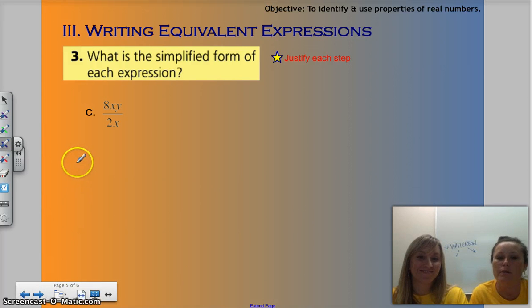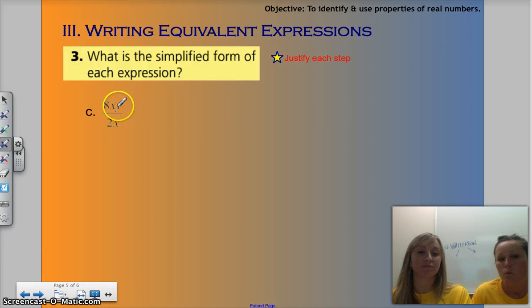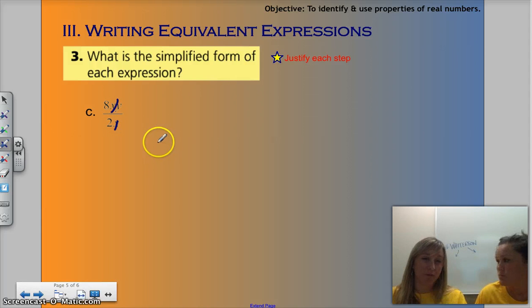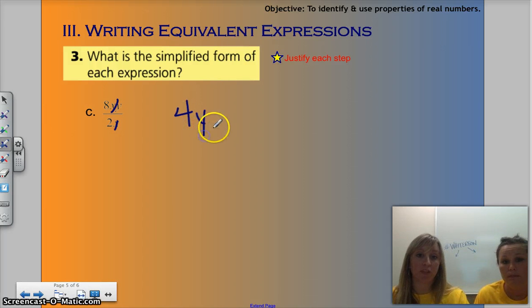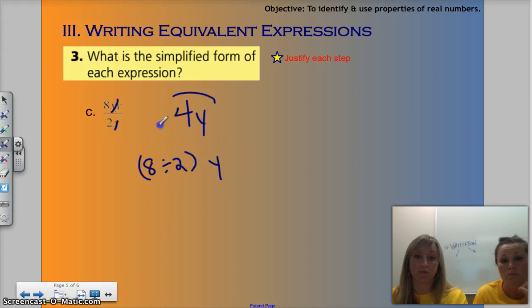All right, what is the simplified form of each expression? Guys, we're going to throw you a loop here, okay? 8xy over 2x. When you see an x on top and an x on bottom, they cancel out. So I literally can cross out the two x's, because x goes into x one time. It's just like if you take 4 divided by 4, it's 1. So now I can simplify even further. 8 divided by 2 is 4. You're left with a y. Now, that 4 is on top because 8 was the numerator. And y is left over.